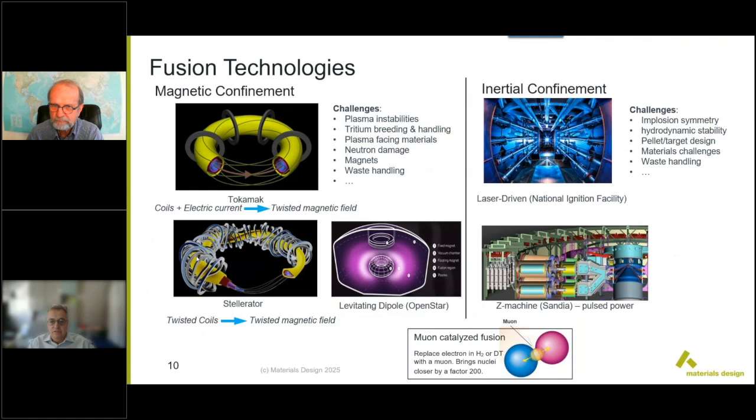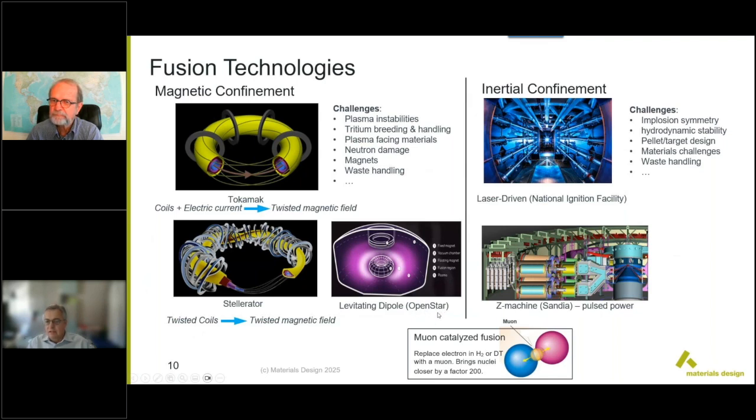And more on the material side, the fact that this plasma doesn't entirely stay away from the walls of the tokamak, so you need materials that are able to withstand extreme neutron bombardment, but also temperatures, and this leads to neutron damage. The magnets themselves are a challenge, and there are materials challenges within the magnets. And of course, ultimately, there's some waste from the neutron irradiated materials that needs to be handled. There's also a levitating dipole design at the bottom, which is quite fascinating. You can read up. The company in New Zealand have proposed that based on earlier theoretical research.